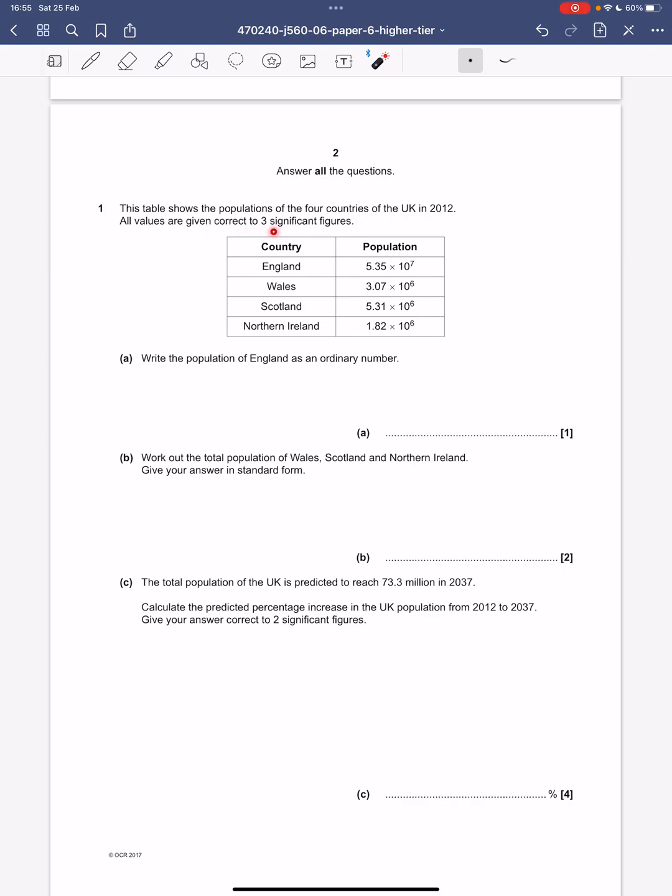All values are given correct to 3 sig fig. England, Wales, Scotland, Ireland. Write the population of England as an ordinary number. So that is 5, and then we want 7 powers of 10. So 2 of them are going to be taken up there, so we need another 5 zeros. Okay, so it's 1, 2, 3, 4, 5, 6. I've done one too many there. There we go.